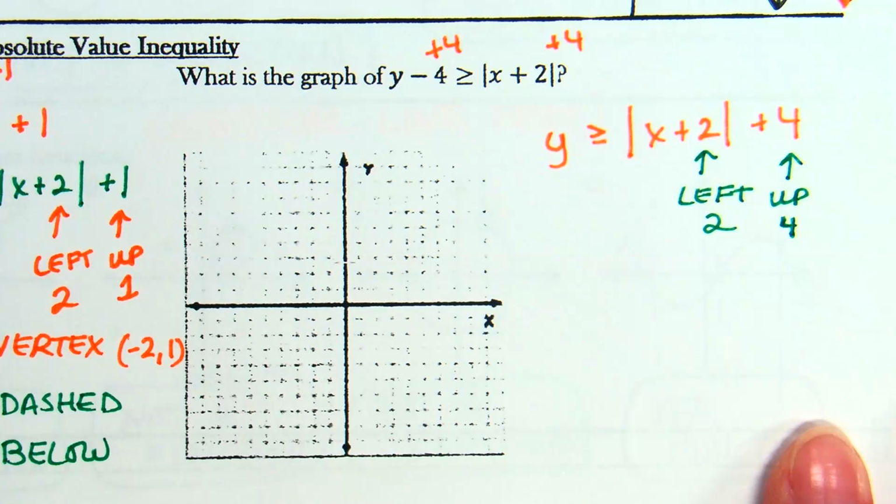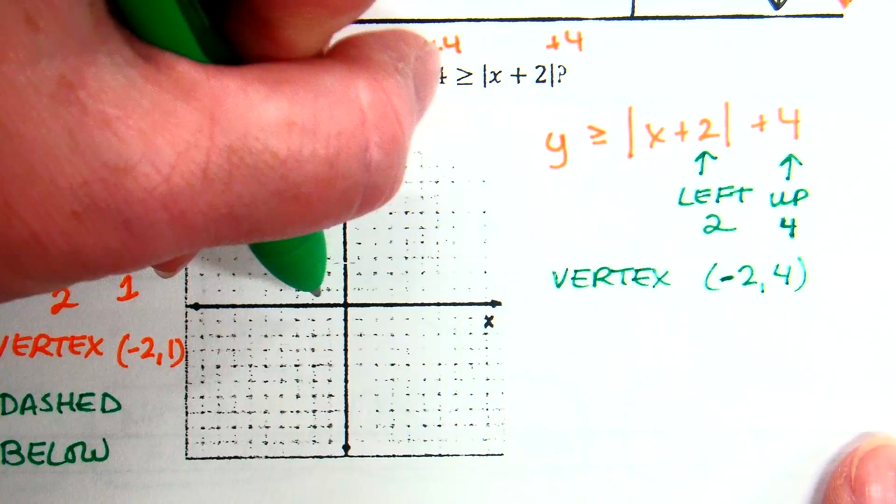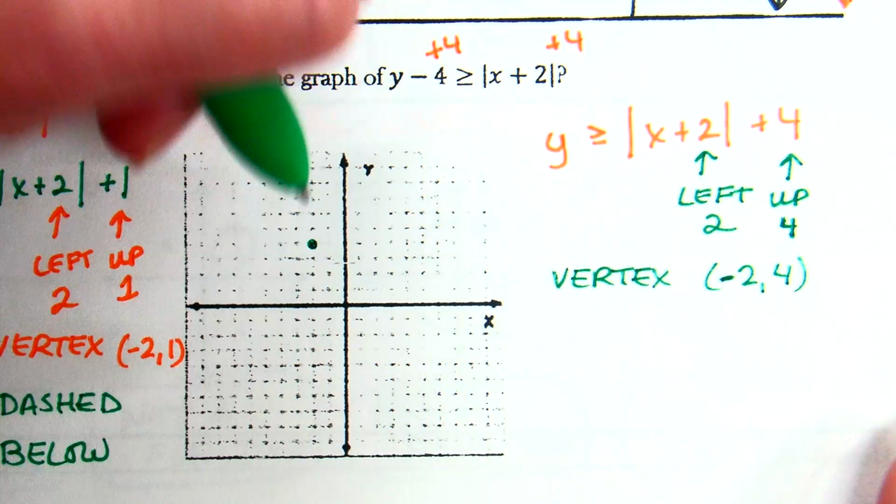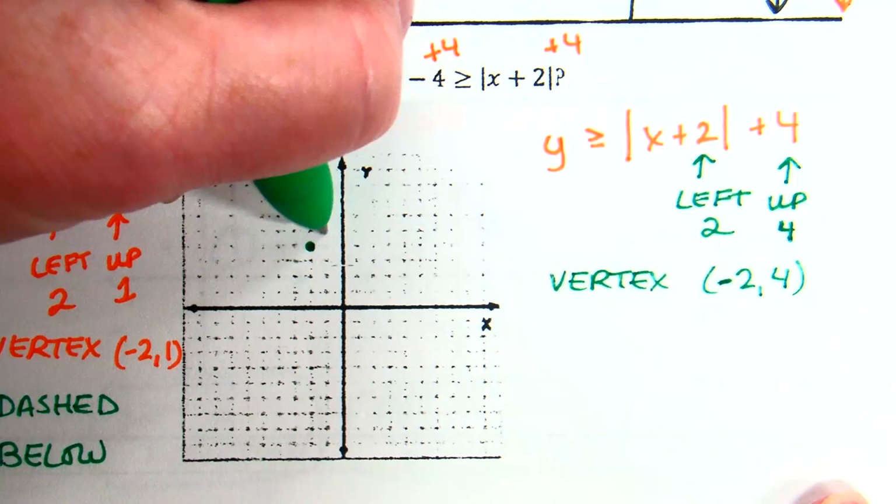So while I'm here, what's the vertex? Negative 2, 4. I don't know that you necessarily have to write the vertex today, but I'm just trying to get you guys still thinking of it. So, left 2, up 4. How do I draw the rest of this V? You go up 1 to the right 1 and to the left 1, and then from those original points you go up 1 to the right 1.